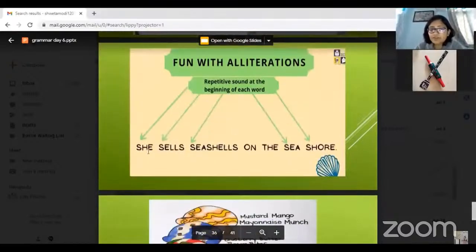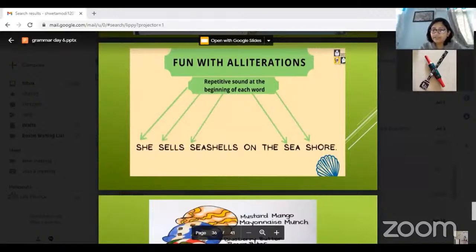Alliteration is when you have the first letter same, S. So all the tongue twisters are the examples of alliteration. She sells seashells on the seashore. So alliteration means having the same beginning sound.